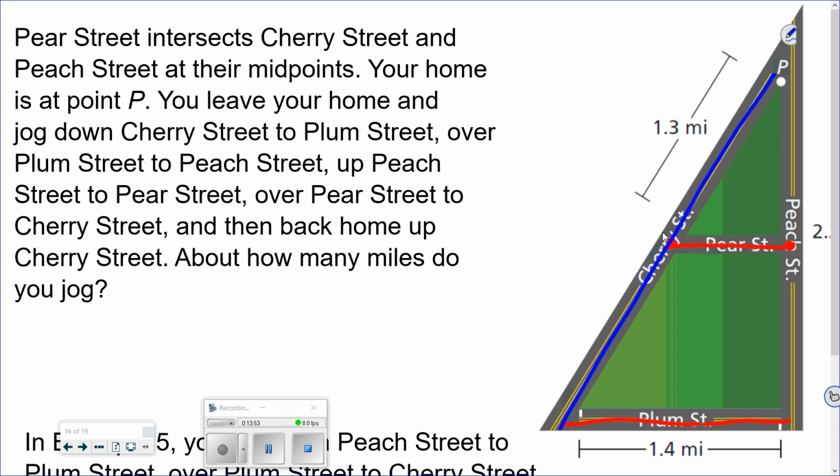That's 1.3. If this is the midpoint, that's also 1.3. So if you run down Cherry Street, you've traveled 2.6 miles. That's what we're measuring here. Then it says over Plum Street to Peach Street. So there's another 1.4 miles.